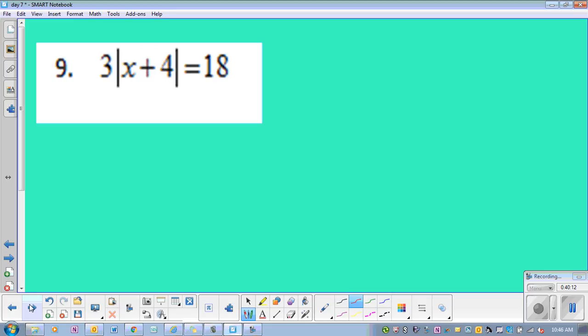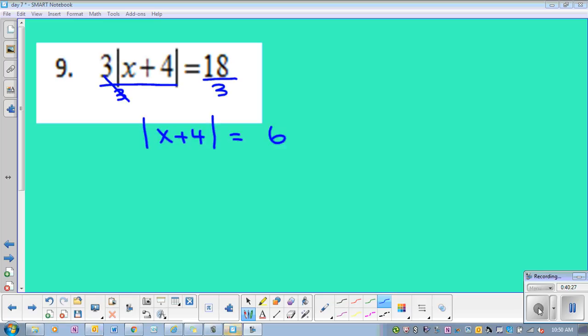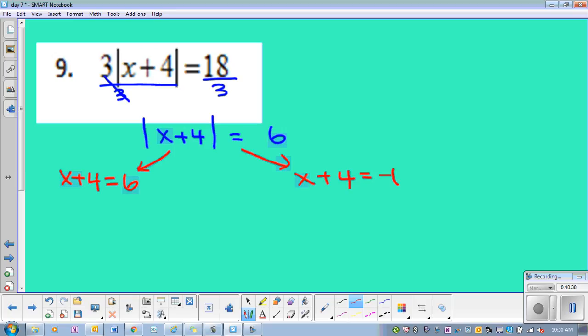Try number 9, please. And then when you were done, for number 9, you should have divided by 3 first, right? Because you want to get the absolute value all by itself. And then you're going to drop the bars and write it twice. So x plus 4 equals 6, and x plus 4 equals negative 6. Now, when I solve this for x, I get x equals 2. And then I also get x equals negative 10.